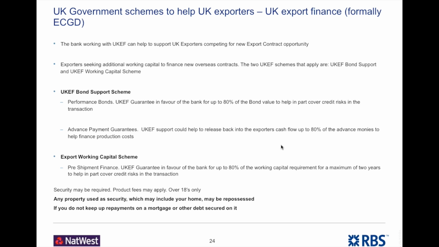If we turn to the next slide, please. I wanted to briefly mention our work with UK Export Finance, UKEF, where we have exporter customers competing to win new export contract opportunities. And this slide gives some details behind the export finance schemes operated by UKEF and how we work together to progress qualifying transactions. I won't go into further detail at this point. You'll hear more information about these schemes from my co-presenter Paul from UKEF, who will be speaking to you shortly.